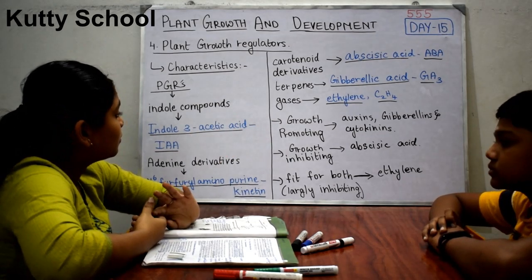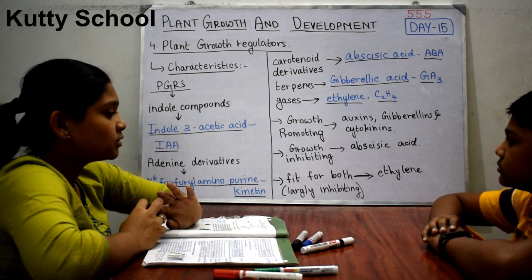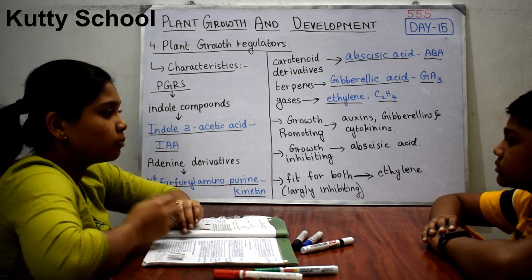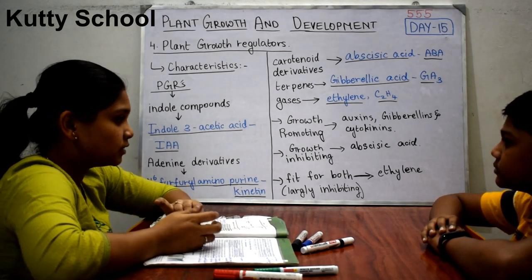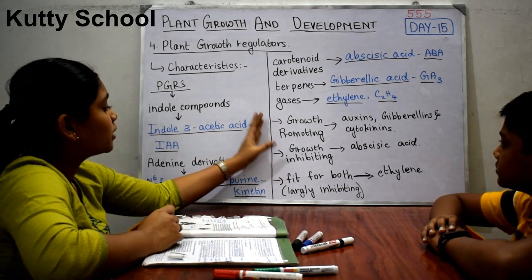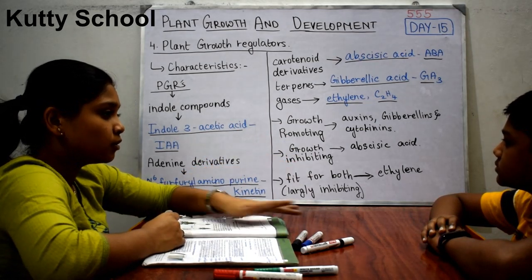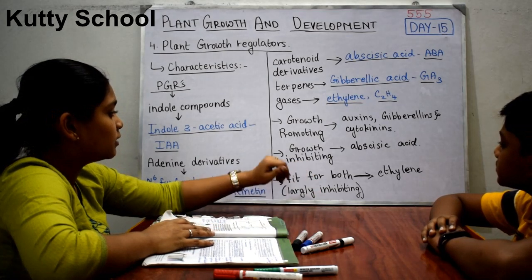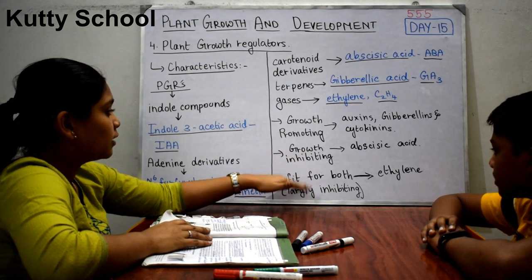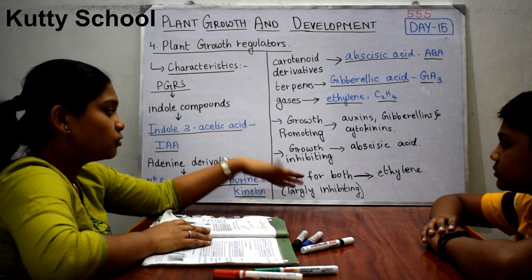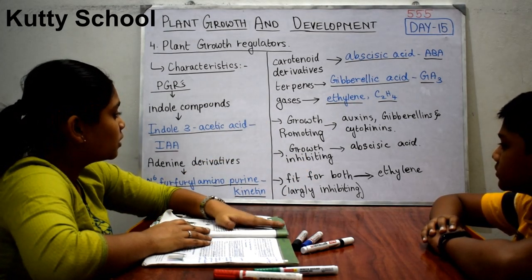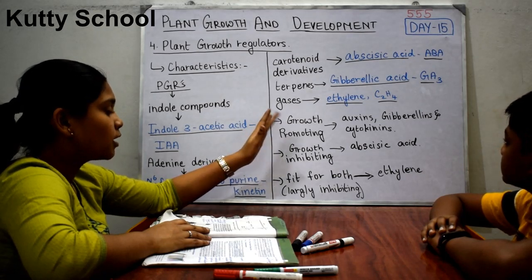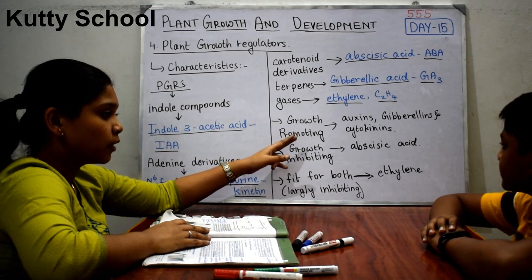Some plant growth regulators have a promoting function, like it promotes seed growth, it promotes germination, it promotes senescence and everything. And some plant growth regulators have an inhibiting function. It inhibits the growth of seed, it inhibits growth of plants and everything. And some fit for both. They promote and they also inhibit. Here those which are growth promoting regulators are auxins, gibberellins and cytokinins.